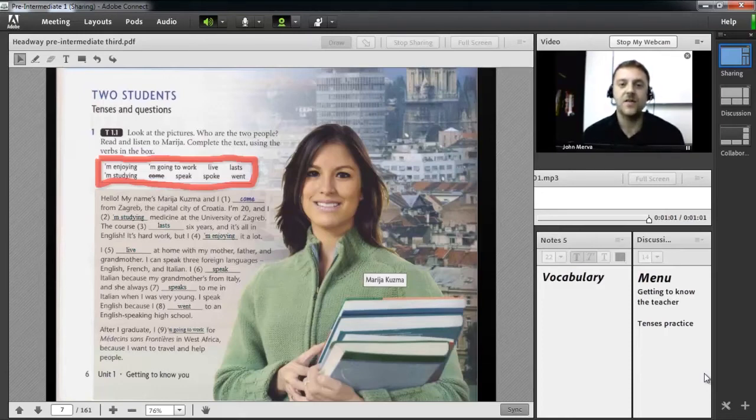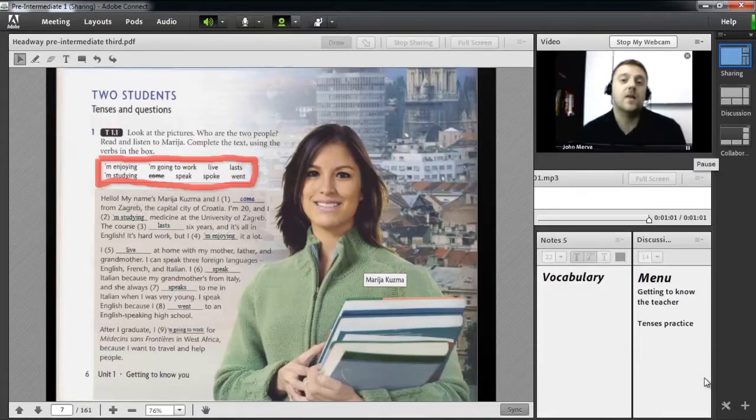Number 7, she always speaks. Remember, in the present simple, when we have he, she, it, or a name, we have to have S on the end. I speak, she speaks. Number 8, I went to an English-speaking high school. And finally, number 9, I'm going to work for Médecins Sans Frontières in West Africa.